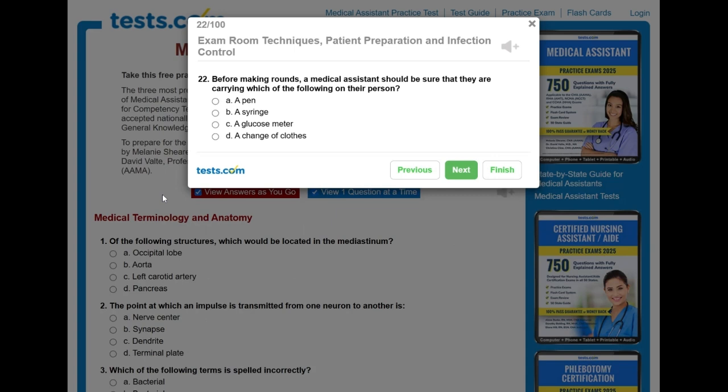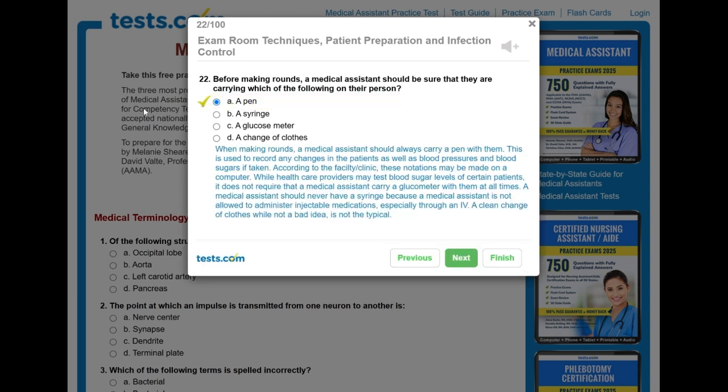Question 22. Before making rounds, a medical assistant should be sure that they are carrying which of the following on their person? A. A pen. B. A syringe. C. A glucose meter. D. A change of clothes. A. A pen. When making rounds, a medical assistant should always carry a pen with them.